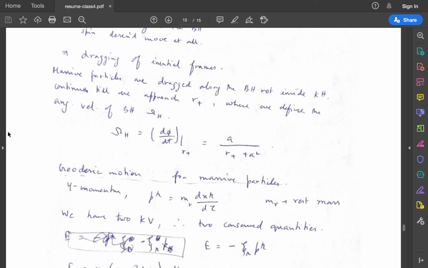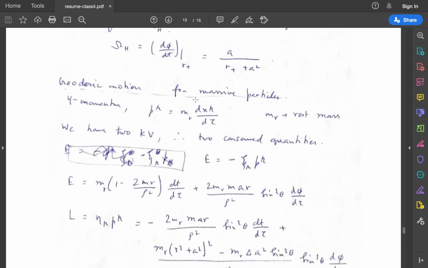At r plus, we define the angular velocity of the black hole. The drag at the r plus boundary, the event horizon, is given by omega H, the angular velocity of the black hole. It is given by d phi by dt at r plus, which is nothing but a divided by r plus squared plus a squared. You can just put it in and check that. This is how the angular velocity of a black hole is defined, at the event horizon r plus.